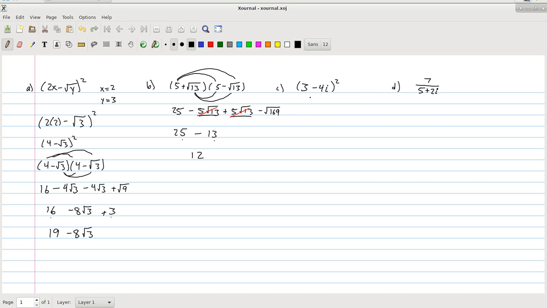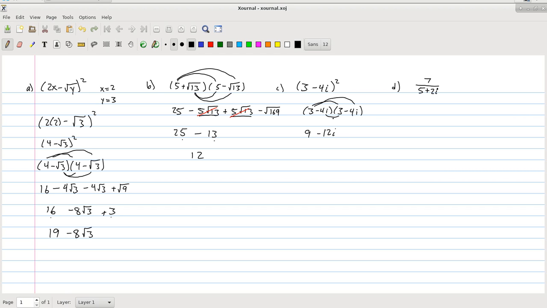Part C, 3 minus 4i squared. This square, remember, means to multiply this quantity by itself. So this we can write as 3 minus 4i times 3 minus 4i. Make sure, as before, whatever sign is in the middle here has to be in the middle of both of these quantities. Now we distribute. 3 times 3 is 9. 3 times negative 4i is minus 12i. Now we distribute the minus 4i to both terms.